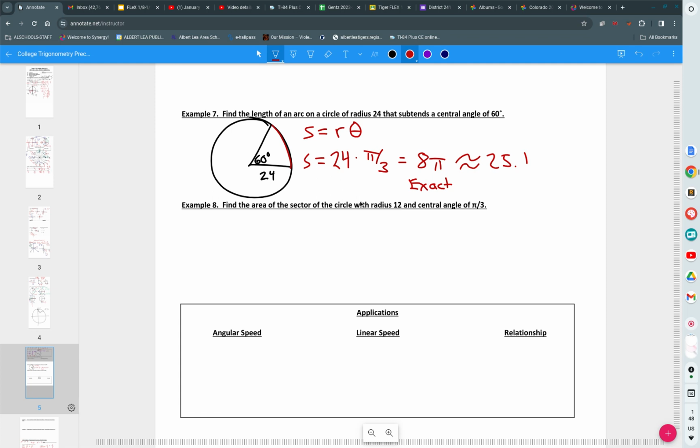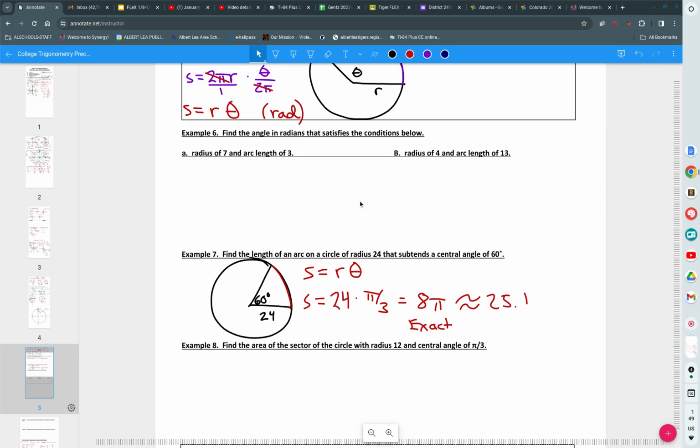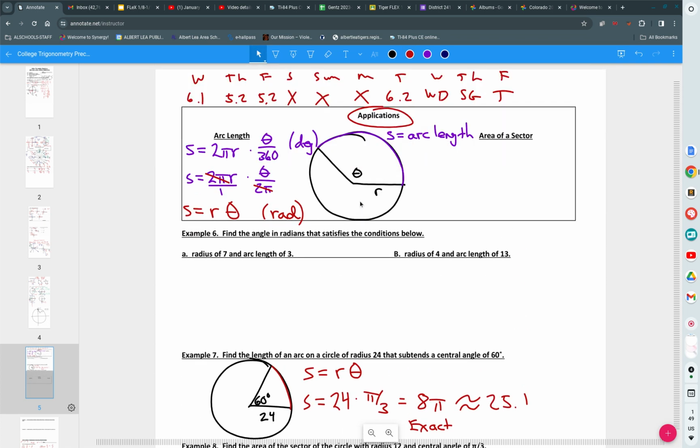Everyone okay with that first example? We just have one more, then you'll be able to work on your assignment. The next one, we're looking at area of a sector. So area, we're going to use the variable k to represent area.